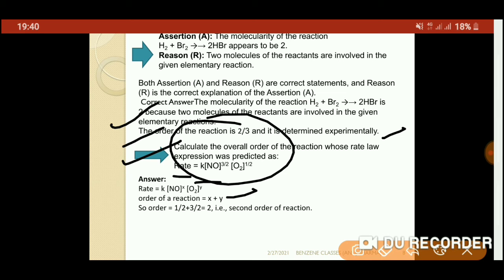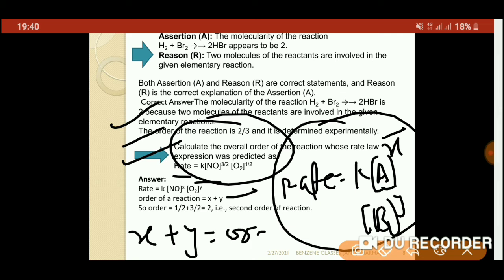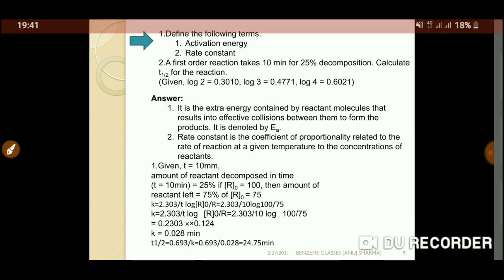Let's say rate equal to k, with active mass of A to the power x and active mass of B to the power y. If you find the order of this reaction, order equals x plus y. In the given question, rate equals k [NO]^(3/2) [O2]^(1/2). The value of x is 3/2 and y is 1/2. Summing these powers, you get the answer 2. So this reaction belongs to second order. Okay, go to the next slide.